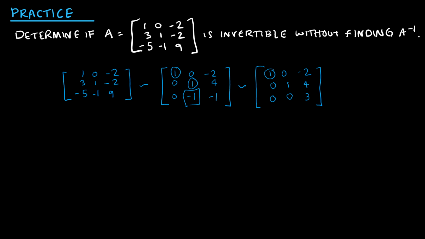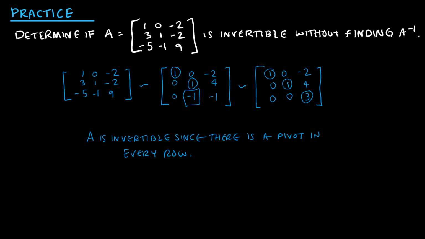So I don't actually need to continue because it doesn't say row reduce and it doesn't say find A inverse. So what I know based on what I've done is there is a pivot in every row. So A is invertible since there is a pivot in every row. Done and done. Well done with chapter 2. On to bigger and better things.